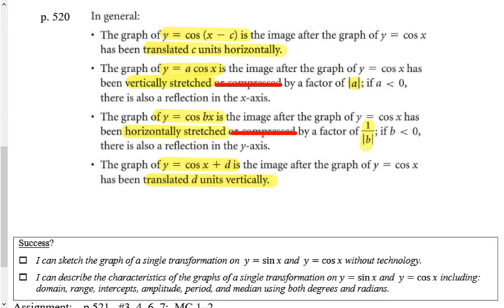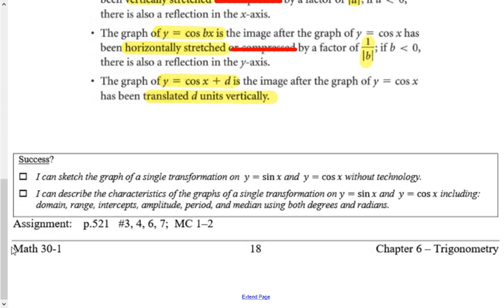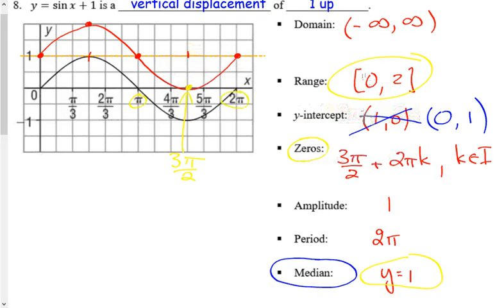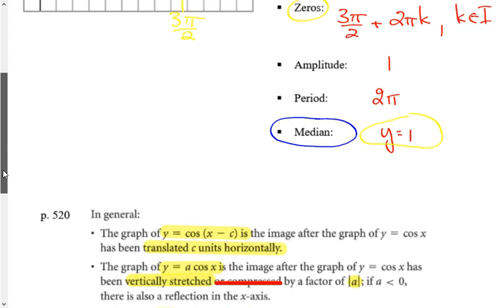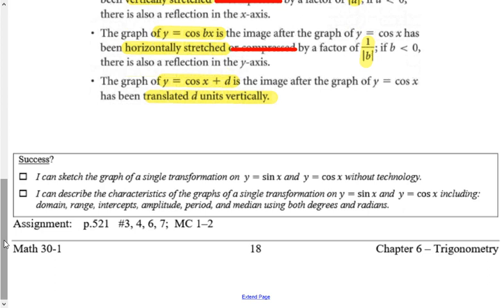All right. So hopefully, now that we've reached the end, you can sketch the graph of a single transformation, y equals sine x, cos x, without technology. So a single transformation, meaning any of these. So if I just have a vertical displacement, you could sketch the graph without a calculator. Same thing for just a change in period or just a change in amplitude. The next lesson just puts them all together.